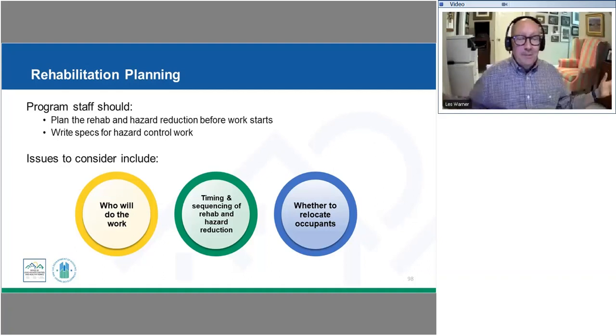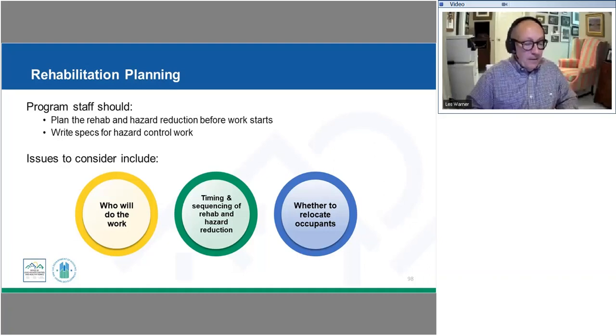And there were some problems on sequencing, in that you suddenly have a unit that is standing wide open and the next contractor isn't ready to be able to step in. So depending on how the work is being sequenced and who's doing what, making sure that you're very clear on that will be really important.